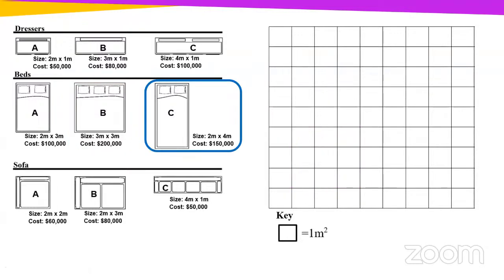We have bed C. Let me put the representation up. Is that a correct representation of bed C? Yes, miss. Who is that? Me, Caleb again.